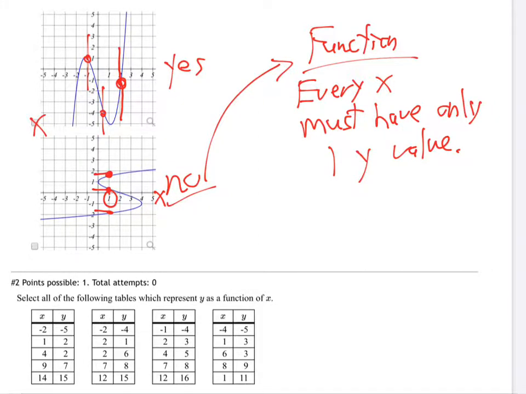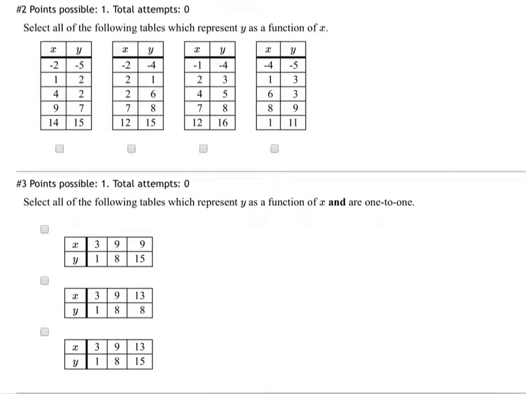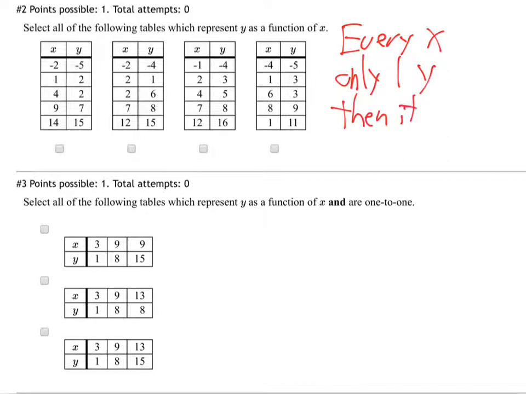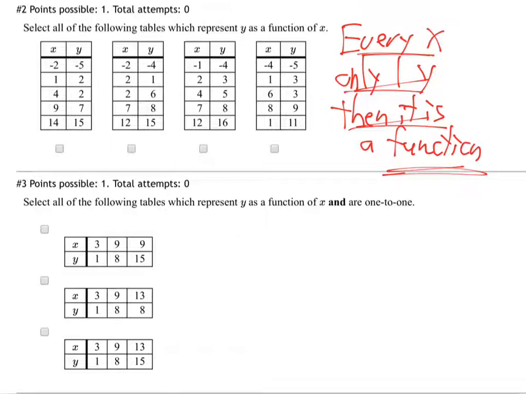Now, let's look at the table and do the same thing. Look at that table. So now we're going to do the same thing. Which of those are functions? Same rule. If every x has only one y, then it is a function. How about this first one? Does every one of these x's go with only one y value? Yeah. Function. Yes. How about the next one?